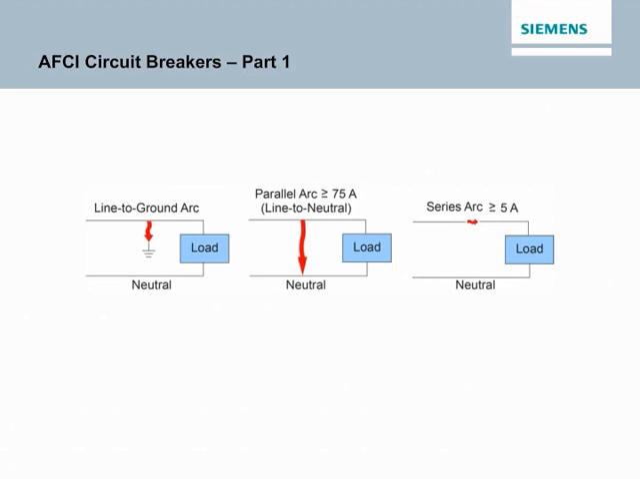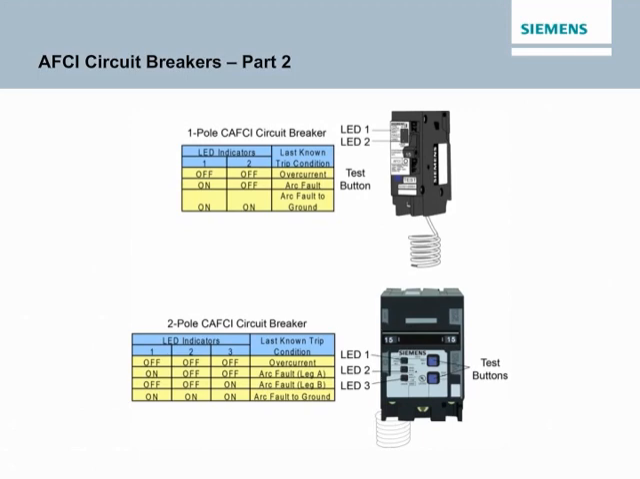Requirements for arc fault circuit interrupter protection are covered in NEC Article 210.12. Over the years, the wording of this article has evolved. Refer to the appropriate version of the code for your location to determine requirements for AFCIs and CAFCIs. Siemens offers both branch feeder AFCI circuit breakers and combination arc fault circuit breakers.